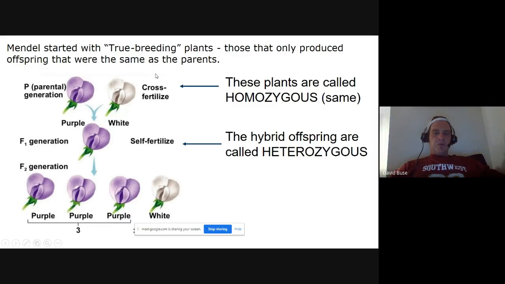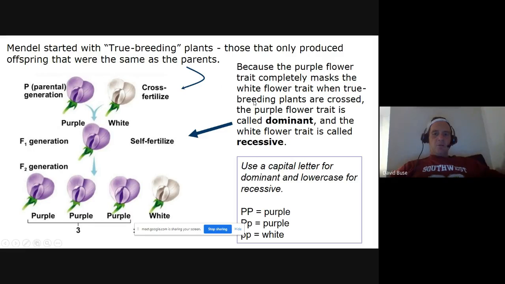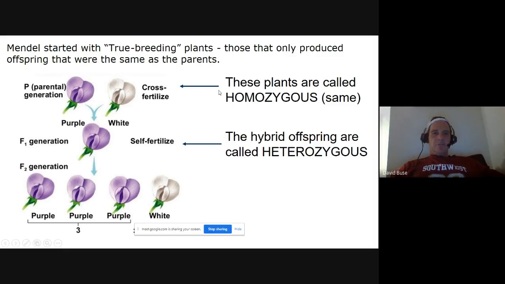Mendel started with true breeding plants. These plants are what we call homozygous. Homozygous means the same. So for example, when Mendel crossed his true breeding purple and true breeding white, what was expected at that time was that he would end up with a blended inheritance.